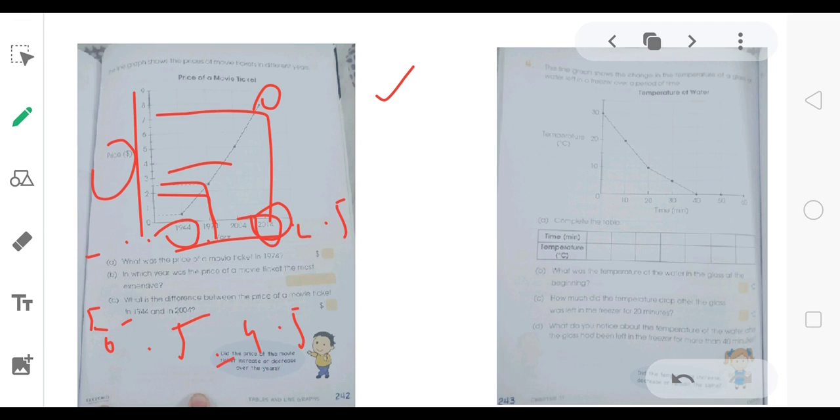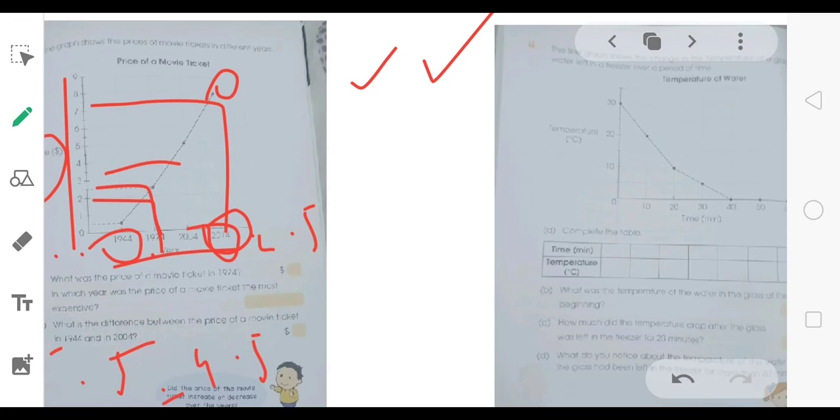Now come to the next question, on page 243. Listen to what the question is saying: the line graph shows the change in the temperature of a glass of water left in a freezer over a period of time. On the vertical side, he has taken the temperature, and on the horizontal side, he has taken the time. First of all, read the line graph. If you read the line graph carefully, it will be easy for you to do the questions. Is it clear?